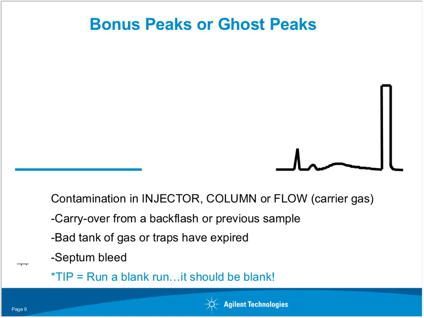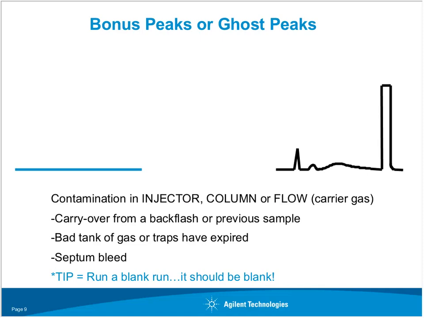Now let's look at bonus peaks or ghost peaks. Ideally, we want a nice flat baseline. If you look to the left of the slide, the bonus peaks can be the effect of contamination in the injector, column, or flow from the carrier gas. It also can be carryover from backflash or a previous sample. Also, don't ever rule out a bad tank of gas or traps that are totally expired, contaminated, or used up. These bonus peaks can also be caused by septum bleed. While rare these days, they could be septum bleed.